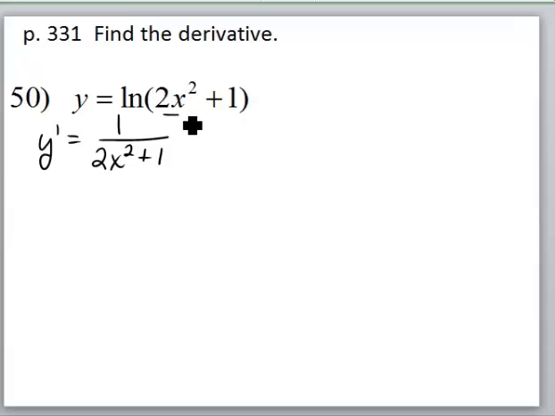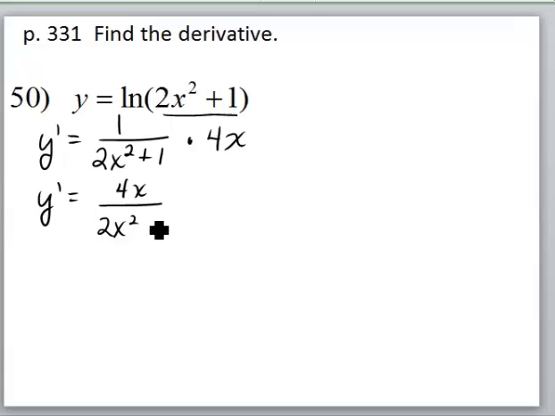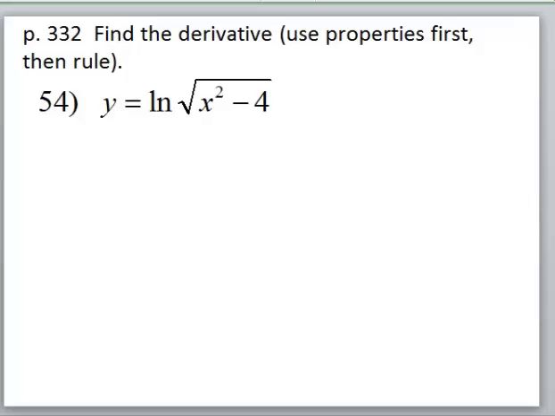And then we'll take the derivative of that part, which is 4x. We could then rewrite this as 4x over 2x squared plus 1. That's as far as I'm going to take this as far as simplifying it. The second example, before I start taking this derivative, I want to go ahead and rewrite it.